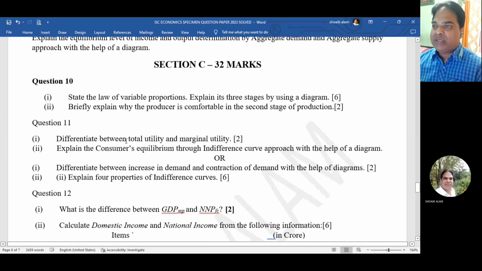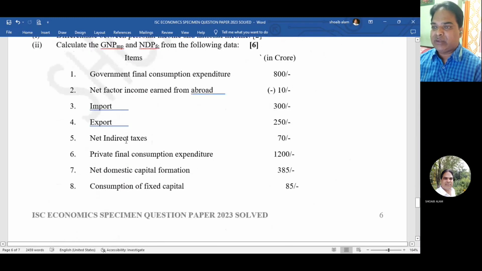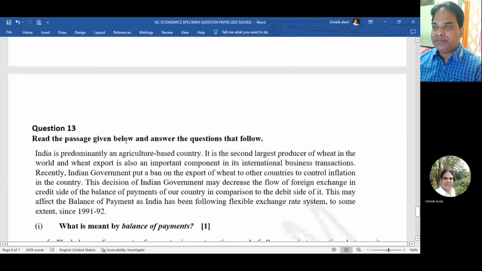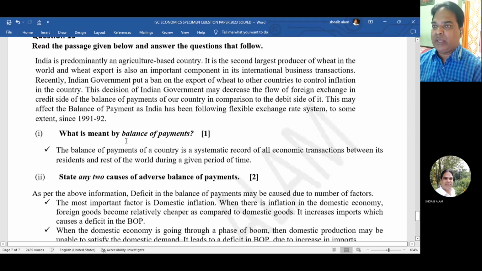Now section C, 32 marks. Let us move down directly. So I did not do all this calculation. So question number 13. On the basis of this small passage, you have to write down the answers.